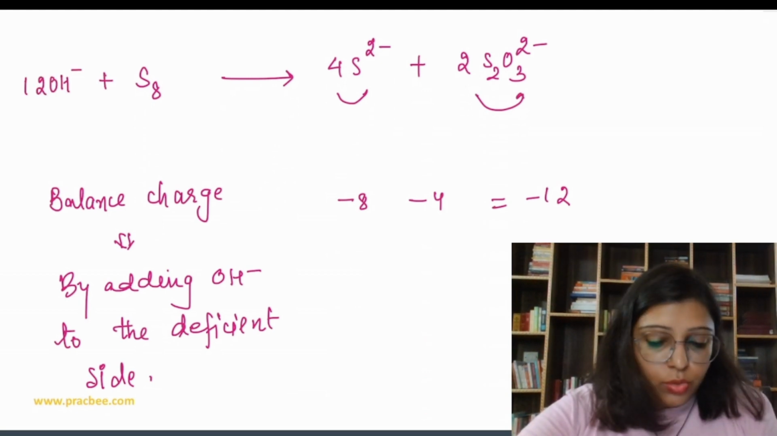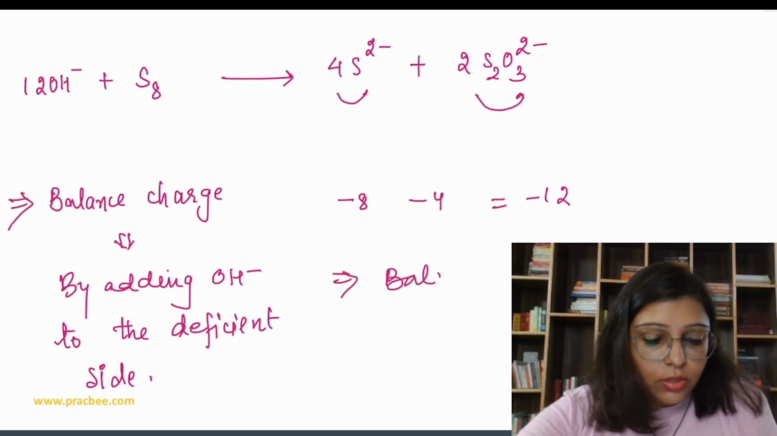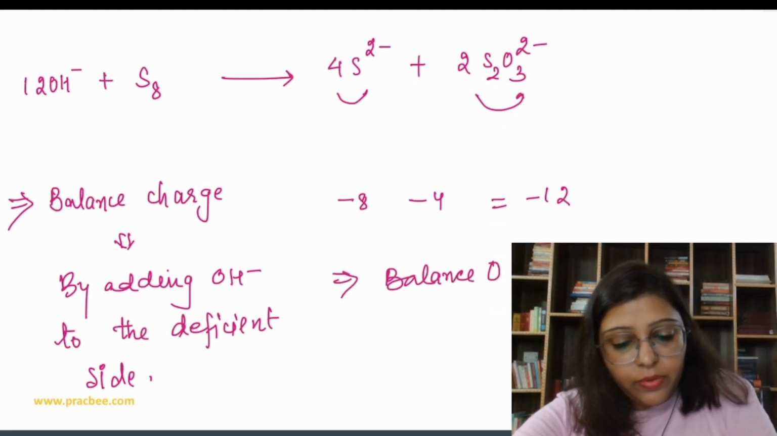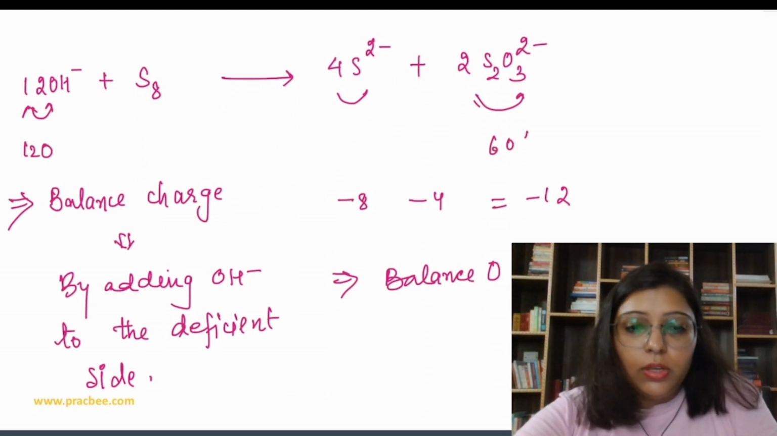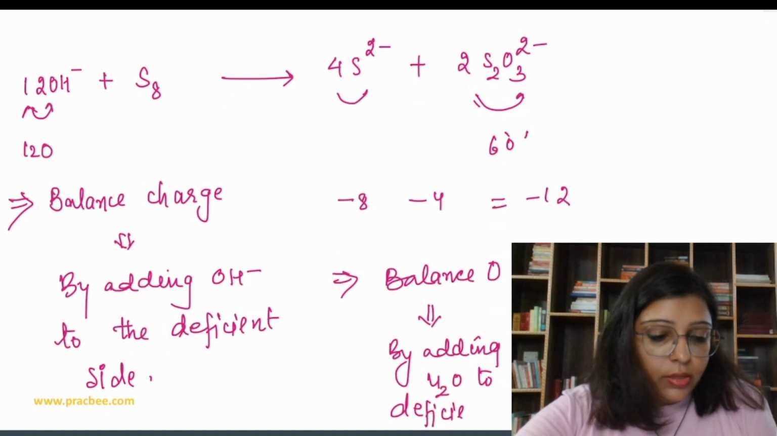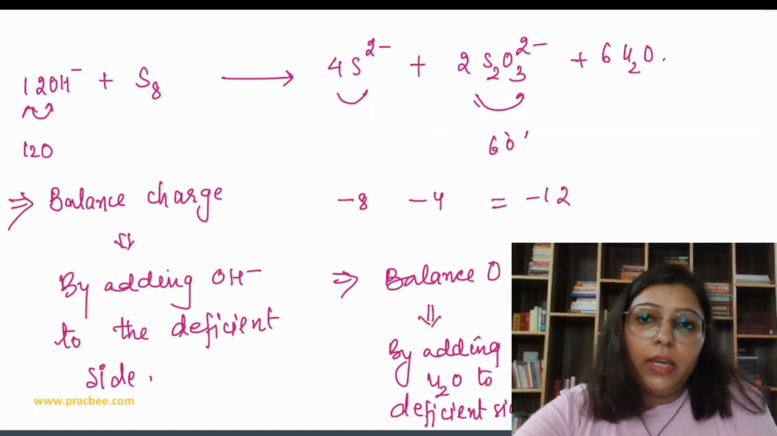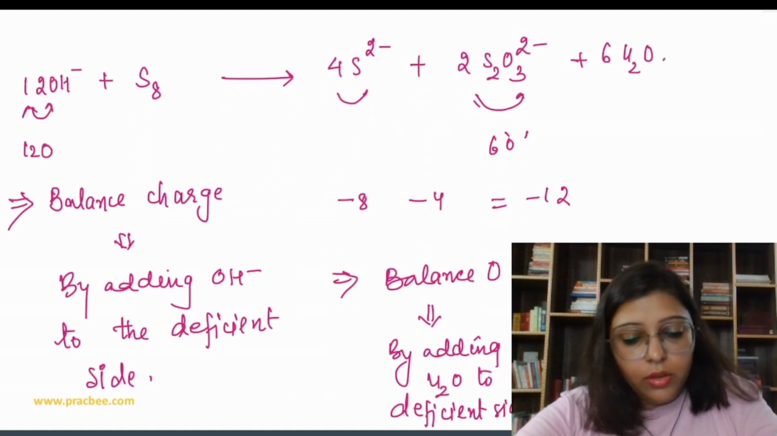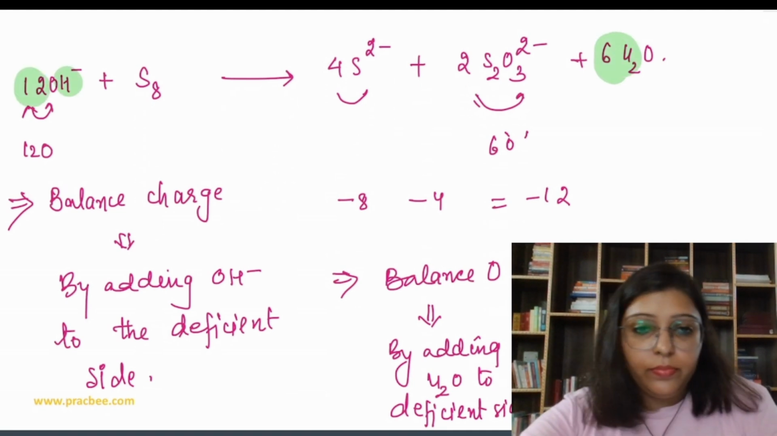Now the last step is to balance oxygen. So here we have 12 oxygen and here we have 2 3s are 6 oxygen. So oxygen we have to balance by adding water to the deficient side. So we have to add 6 water. Okay. Hydrogen will get automatically balanced. 6 2s are 12 and this is 12.